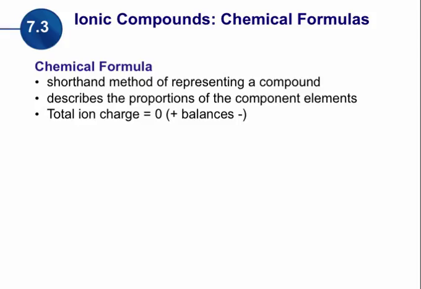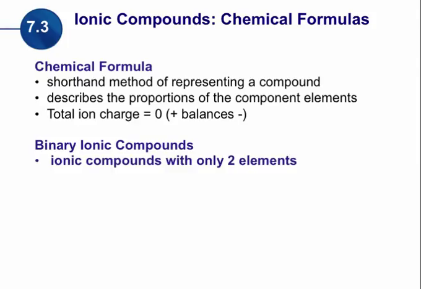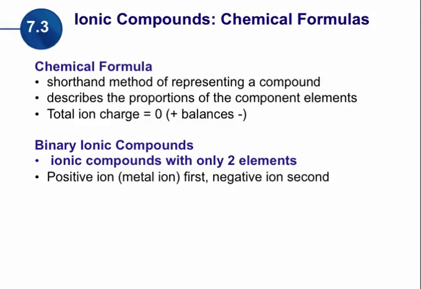Now the first one we're going to look at is the simplest form. It's called a binary ionic compound. A binary ionic compound is unique because it's only formed with 2 elements. And if you remember, ionic means it's a metal and a nonmetal. So we're just going to take a metal and nonmetal, or a positive and a negative, and write the formula. When we do that, the positive, the metal part, comes first, and the negative, the nonmetal, comes second.